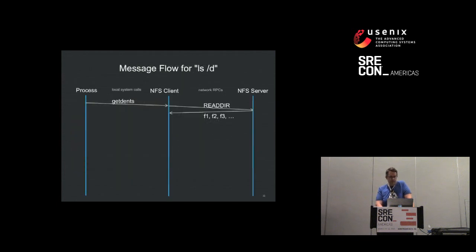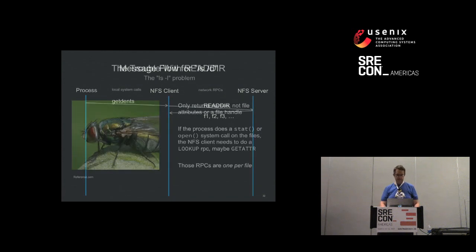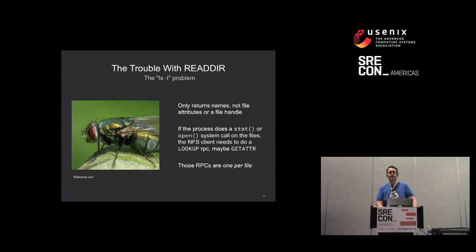And so the message flow. In this diagram, we have the application process on the left, we have the NFS client code in the kernel in the middle, and we have the NFS server on the right. The left-hand arrows are local system calls. The right-hand arrows are network RPCs, which are probably 1,000 times slower. So when you do the ls -d, you get a single getdents call, which gives you a single readdir network RPC, which then returns you a bunch of file names. All very easy.